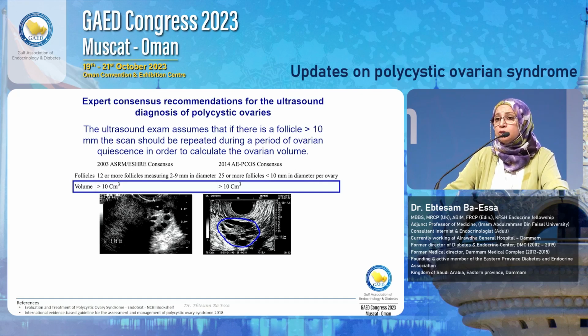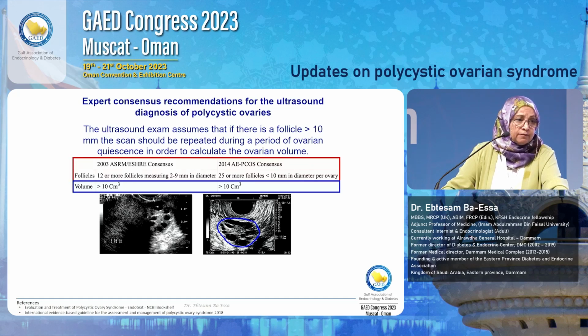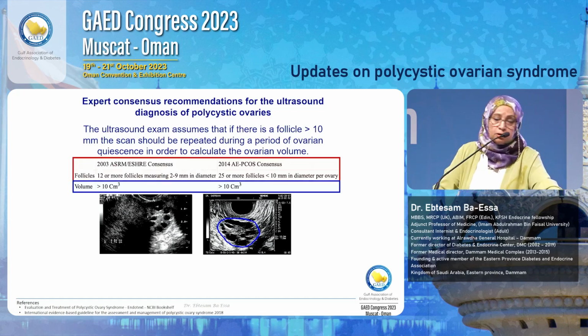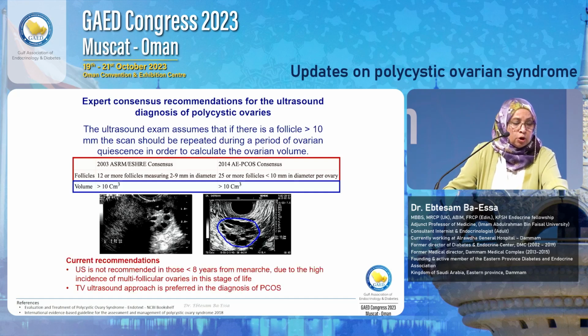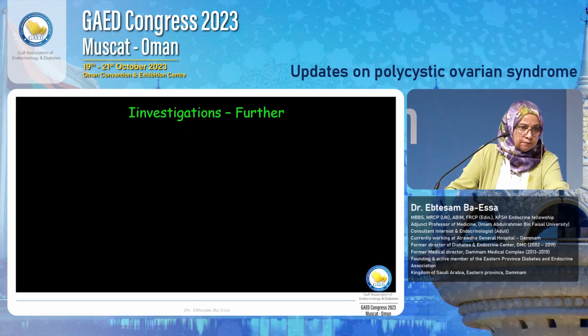They all agreed that the volume of the ovary should be more than 10 centimeter. However, early on, they agreed that we should have at least 12 or more follicles of 2 to 9 millimeter, but with the development of the ultrasound, they increased this number to 25 or more follicles, less than 10 millimeter. And also they recommended that ultrasound is not a good option for people less than 8 years from menarche, and transvaginal is more sensitive.